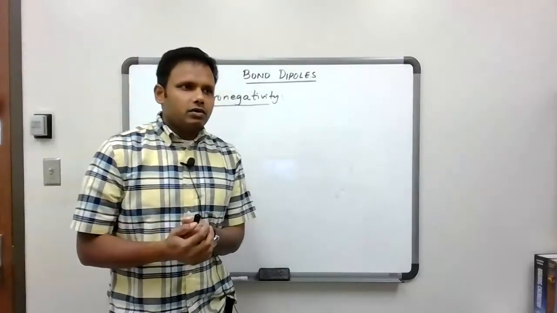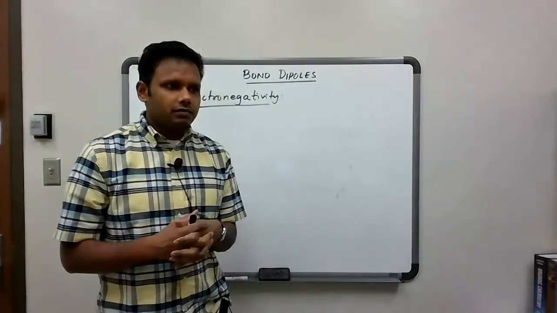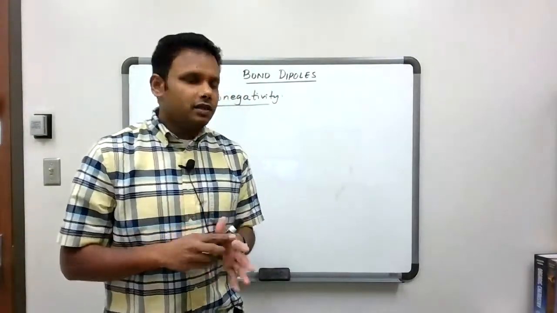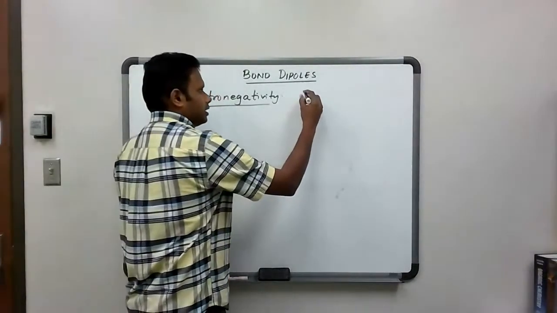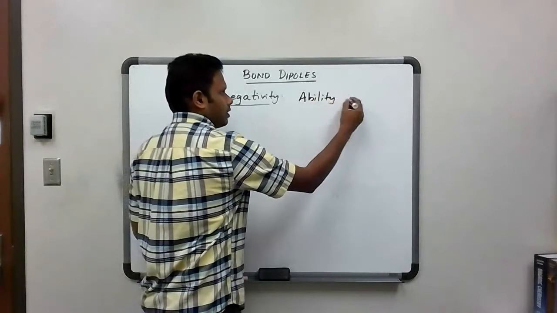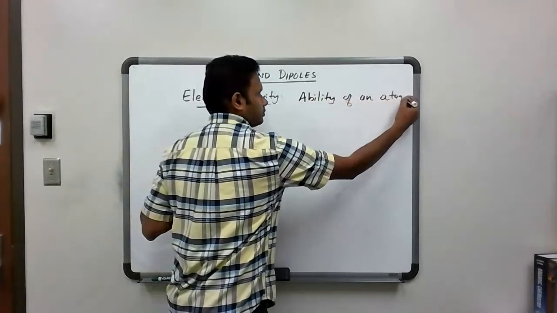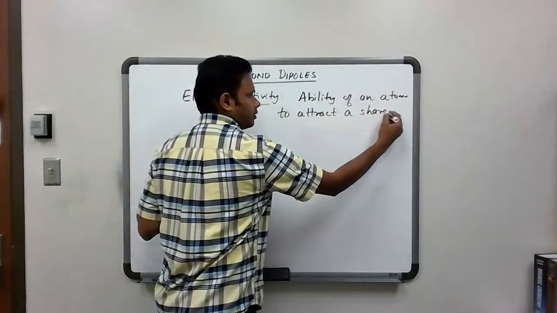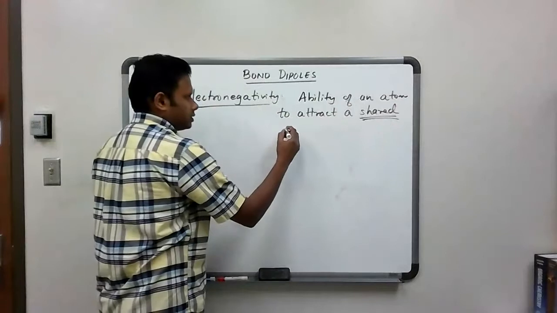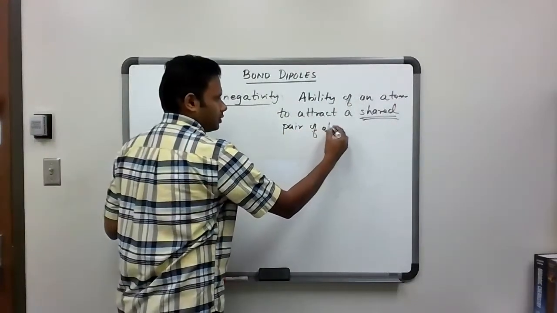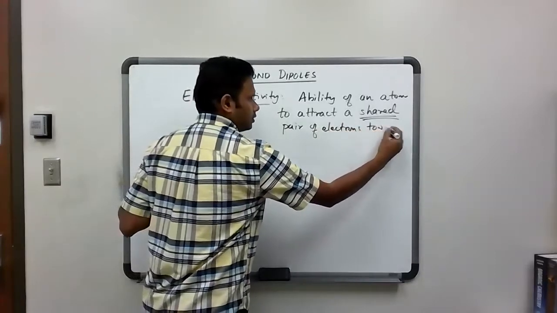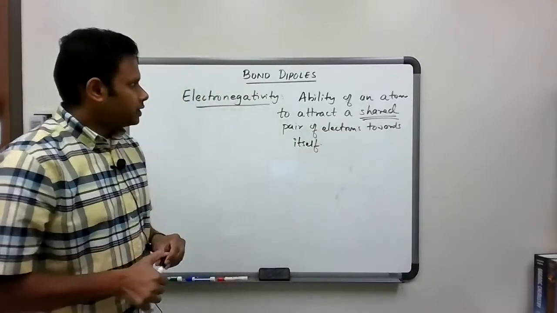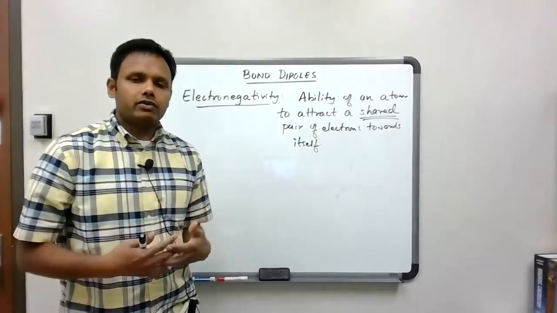I think what you learn in Gen Chem is that it is, and this is true, okay, I'm just trying to review it, electronegativity is defined as the ability of an atom to attract a shared, and that's an important word there, a shared pair of electrons towards itself. So it is the ability of an atom to attract a shared pair of electrons towards itself.